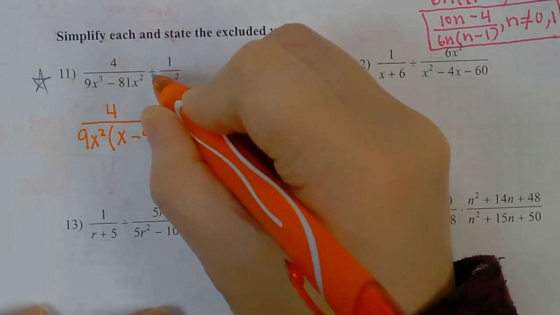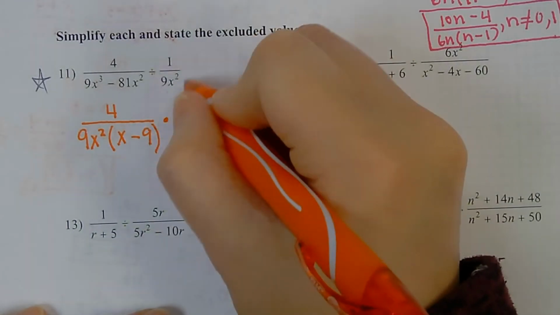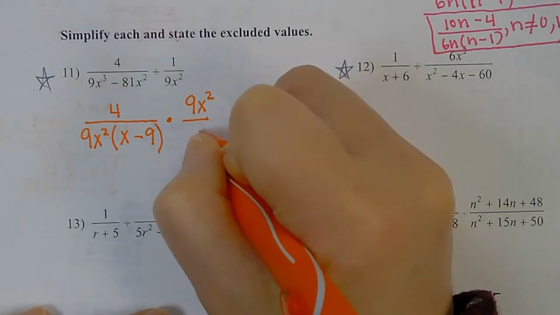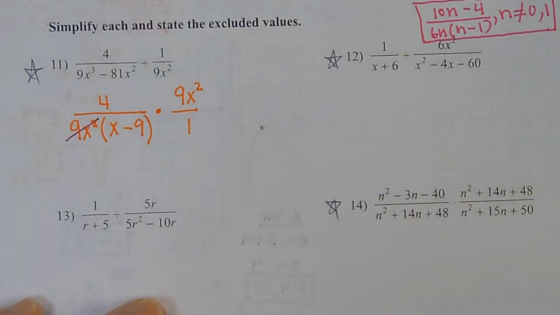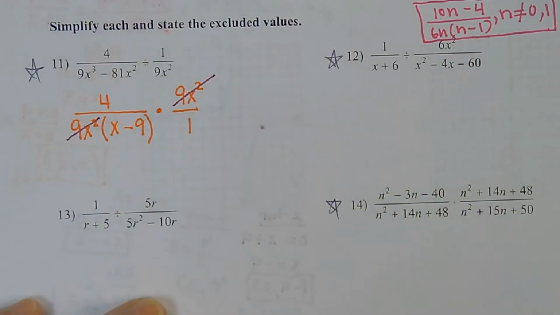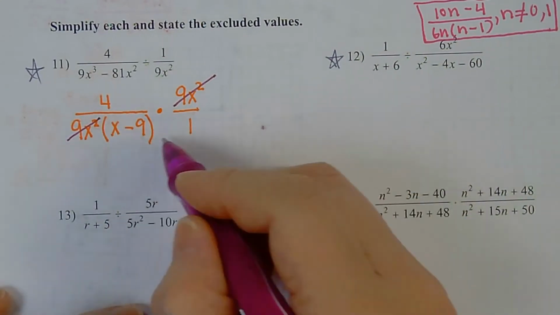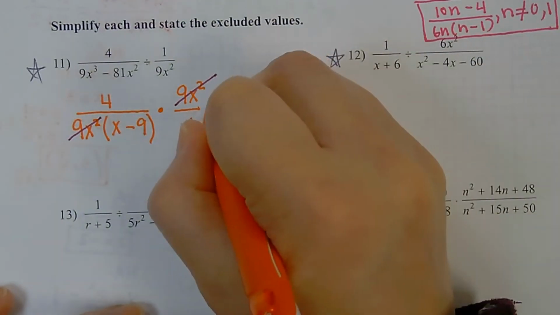So times, remember, instead of dividing, we're going to multiply. We're going to change it to multiply the reciprocal. So we're going to flip it. That's going to be 9x squared on top and 1 on the bottom. Now my favorite part, what can I cancel out? Do you see what I see? This 9x squared and the 9x squared, both the same, done, out. There's nothing else to cancel out, so we're just going to go equals.